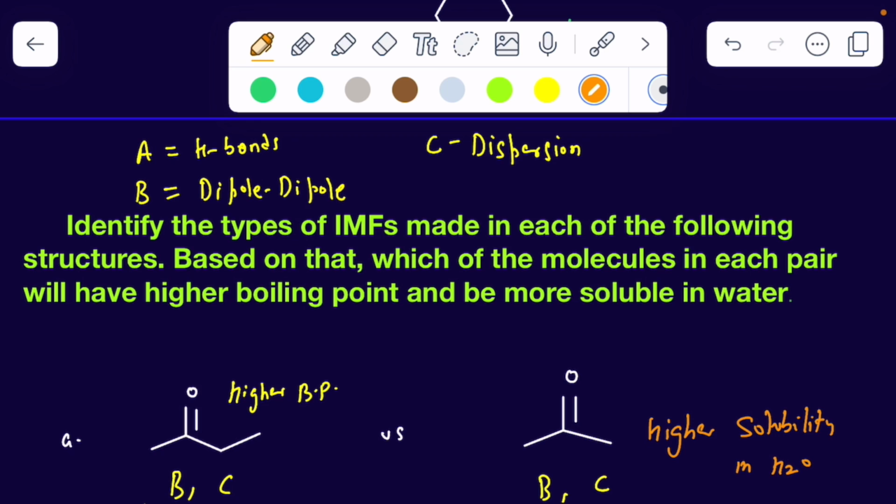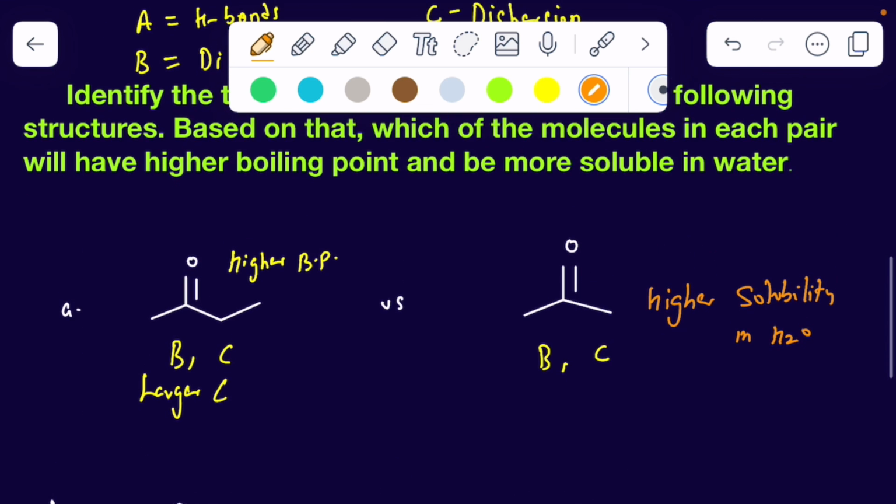That's how you're going to run all of these down in terms of finding solubility and boiling point. First, figure out what type of intermolecular forces they're going to be making, and then based on that, you can answer those questions. So let's try B here, and it might be a good idea to pause the session and try this on your own and see if you get it right.